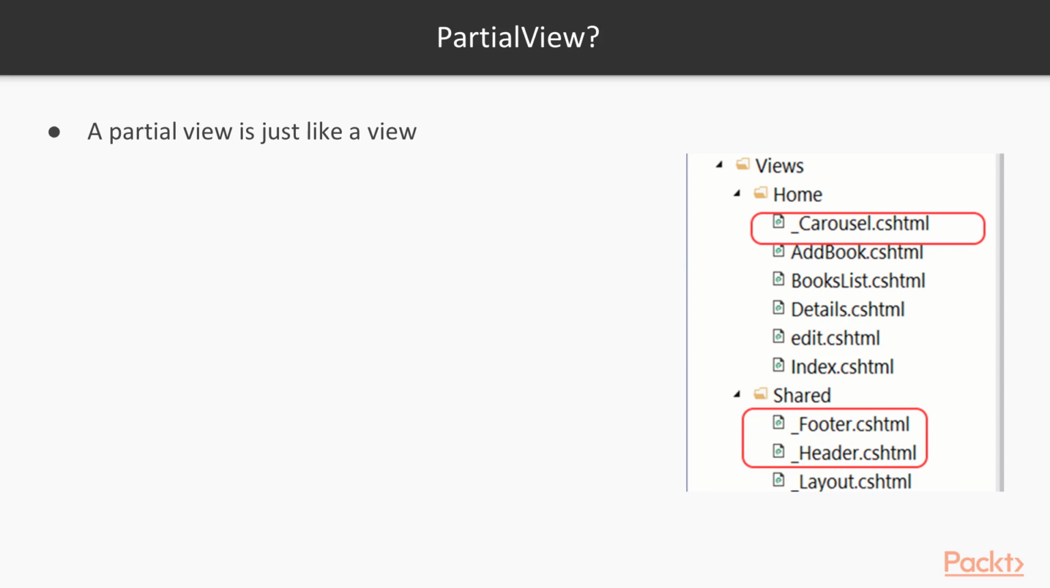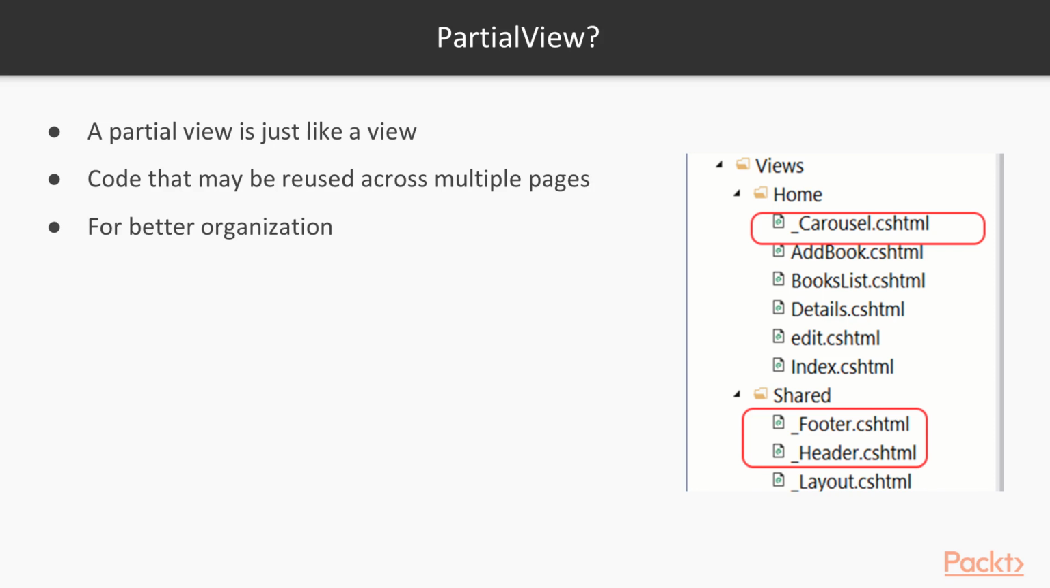A partial view is just like a view, but if a view has too many sections, it may be broken down into smaller and more manageable pieces of code. Code that may be reused across multiple pages should be in a partial view. For better organization and management, partial views are used to unclutter a view by breaking it down into smaller and logical sections. It can be under the Shared folder if the partial view will be used site-wide. Here, the footer and the header are used site-wide, so they were placed in the Shared folder.